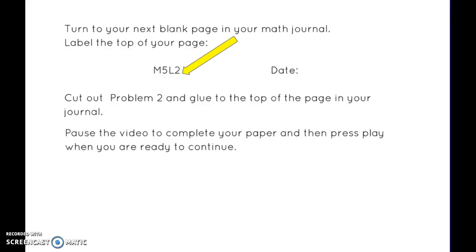Turn to your next blank page in your math journal. Label the top of your page M5L2 for module 5, lesson 2. Then put today's date. Next, cut out problem 2 and glue it to the top of your page in your journal. Press pause while you're completing your paper and then press play when you are ready to continue.